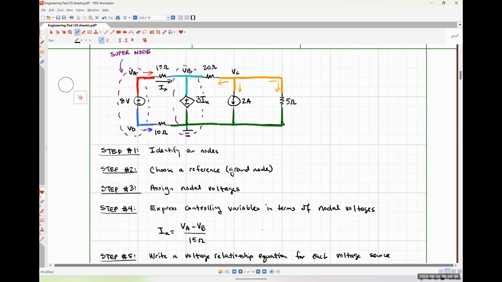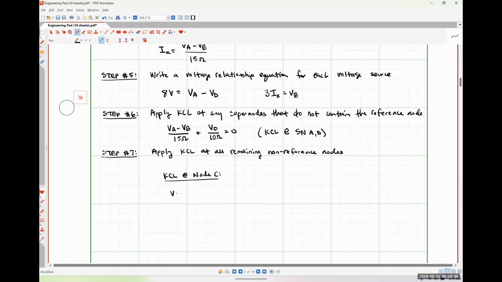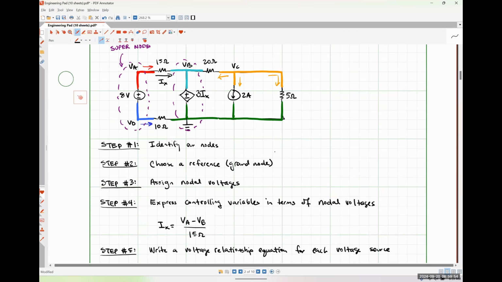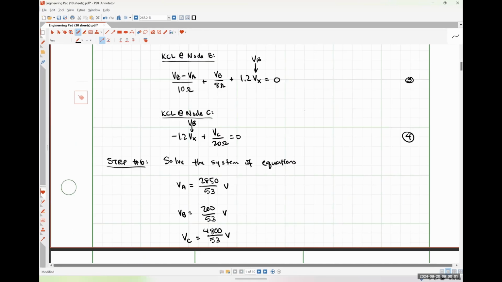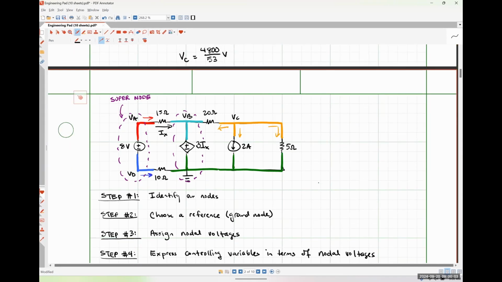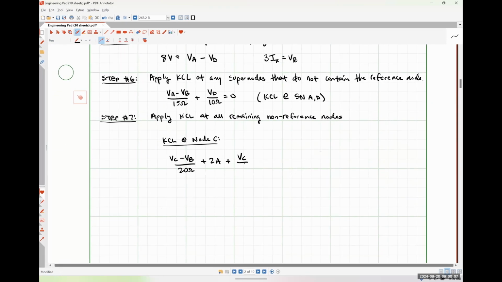So what's the current flowing to the left through the 20 ohm resistor? So VC minus VB over 20 ohms. What's the current flowing down through our current source? What's the current flowing down through that rightmost resistor that I can't remember? VC over 5. Set this equal to 0.